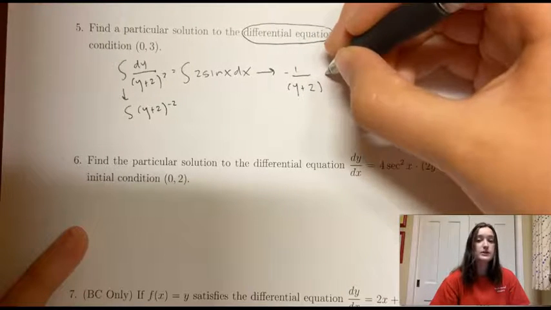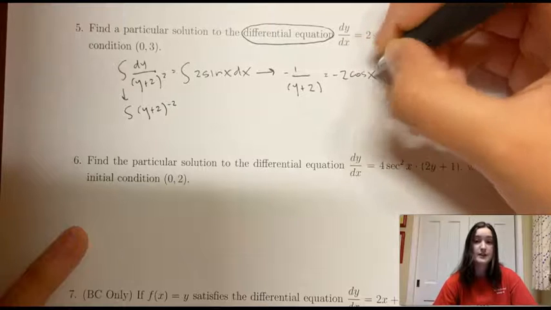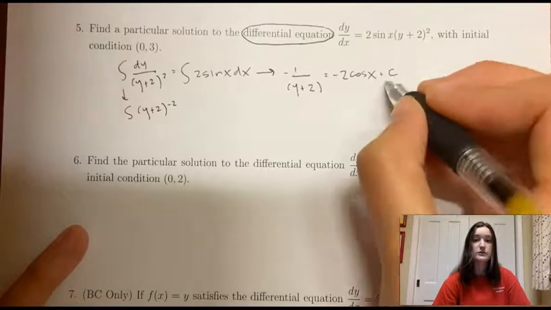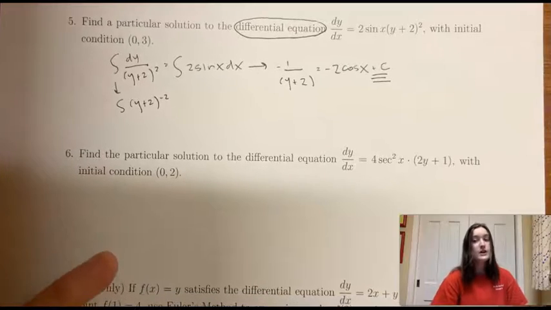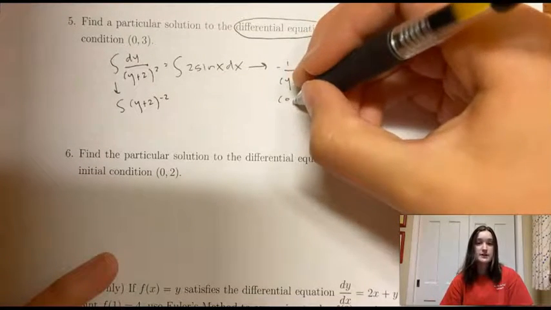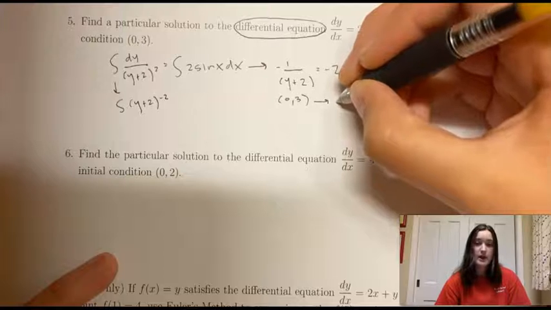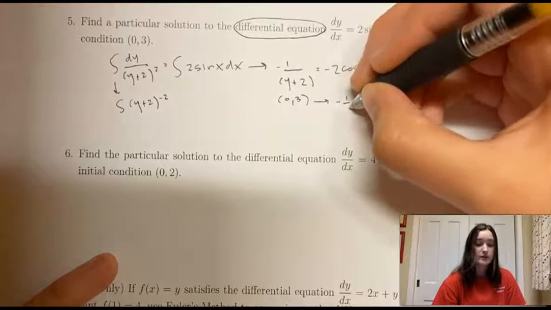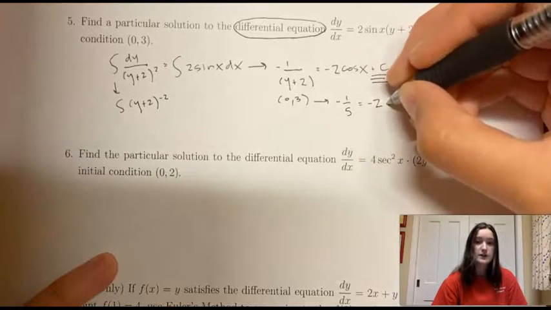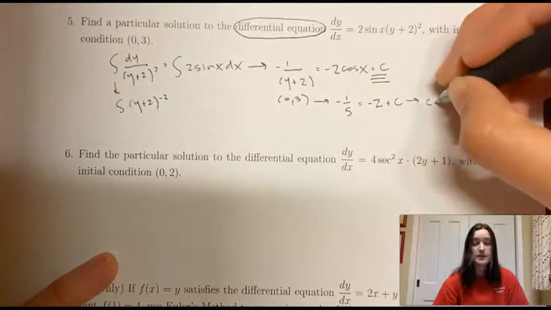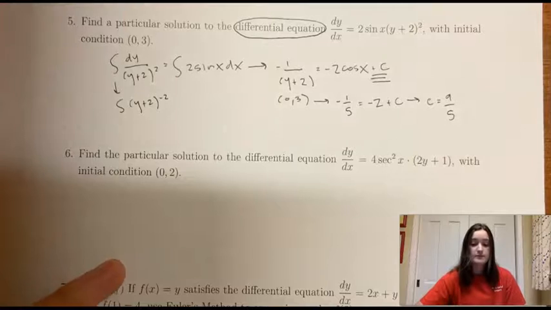And then the next integral is a pretty basic one. Remember that the integral of sine is negative cosine, so you have negative 2 cos x, and that plus c is huge. So the next step is always going to be to find the c. So in this case, we have to plug in our given point, (0, 3), and that's going to give us negative 1/5 when we plug in that 3 for y, equals negative 2 plus c. So if we solve for c, c is going to be 9/5.